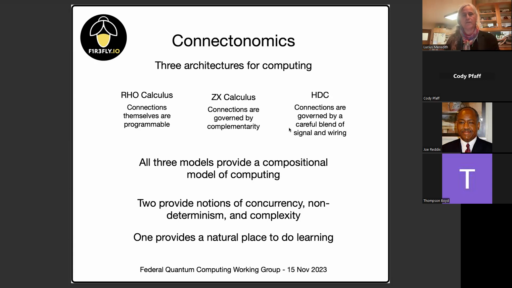All three of these models are compositional. What that means is that you can make larger, more complex programs out of smaller, simpler ones, which, as engineers, we all kind of like. That's not true of all models of computation, as we'll see in a moment. Two of the models, the rho-calculus and the ZX, provide notions of concurrency and non-determinism, as well as a good, crisp notion of complexity. And one, HDC, provides a natural place to do learning.